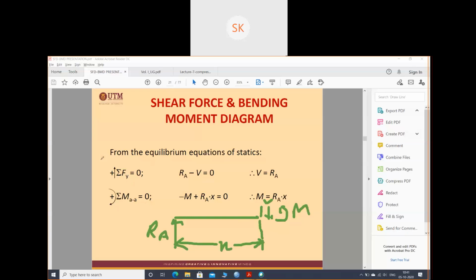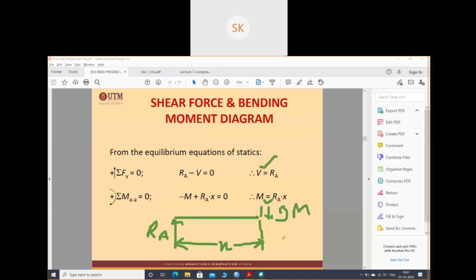So summation of all the vertical forces equals 0. What are the vertical forces? RA positive, V downward negative. So RA minus V equals 0. So I got the shear force as RA. V equals RA, and V is nothing but your shear force.